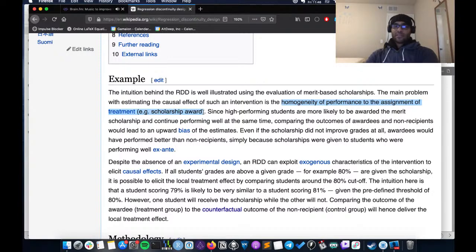Right, this is how I've learned about regression discontinuity. You look close to that cutoff. A student scoring 79% is likely to be very similar to a student scoring 81%. Given the predefined threshold of 80%, however, one student will receive a scholarship and one will not. Comparing the outcome of the awardee, so I think what you want to do is compare that 81%er to that 79%er.